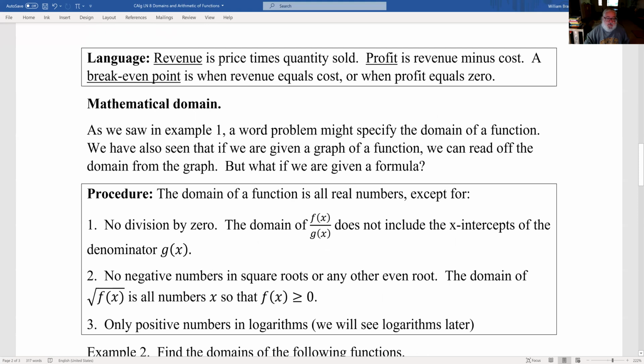So a little bit of language about business. Revenue is price times quantity sold. Profit is revenue minus cost. Break-even point is when revenue equals cost, which is the same thing we just saw in the previous example, when profit equals 0. So what about mathematical domain?